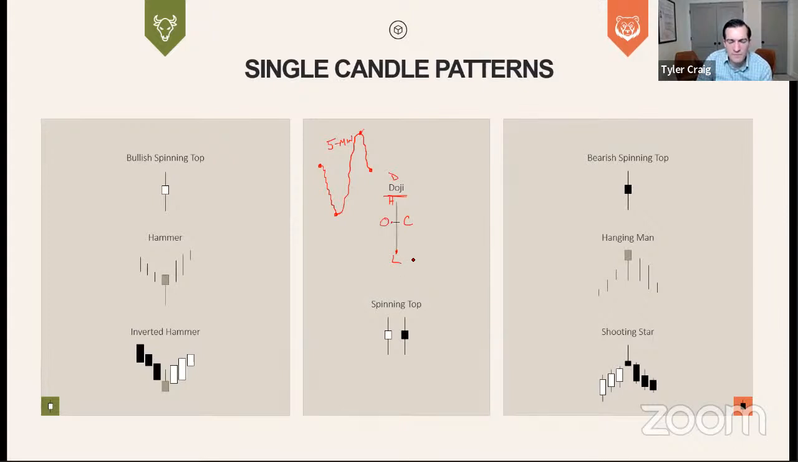Stalemate. Now, is that bullish? Is that bearish? Well, it depends on where it forms, which we'll talk more about here in a minute. But that's what a doji might look like intraday.